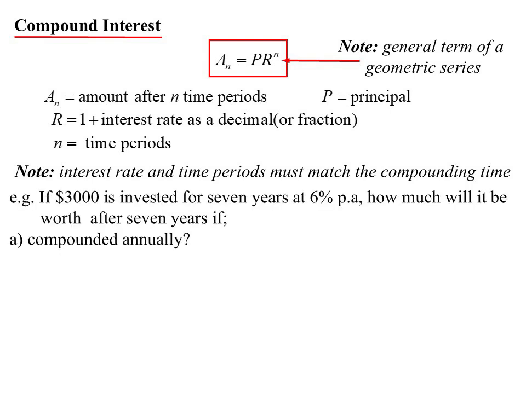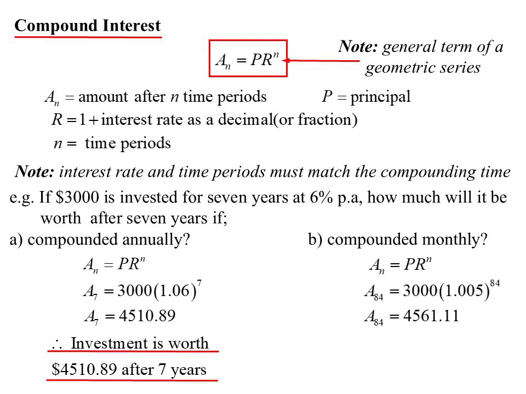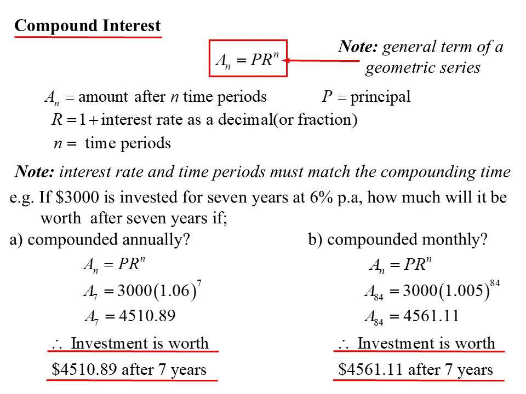So $3,000 invested for 7 years, how much would it be worth if it's compounded annually? PR to the power of n, we get 3,000, 1.06 to the power of 7, and we get 4,510.89. But if we compound it monthly instead, now we change the interest rate, because interest rate's been quoted in per annum, and there'll be 84 time periods now instead of 7 years, and we get slightly more money by doing monthly compounding instead of yearly compounding.